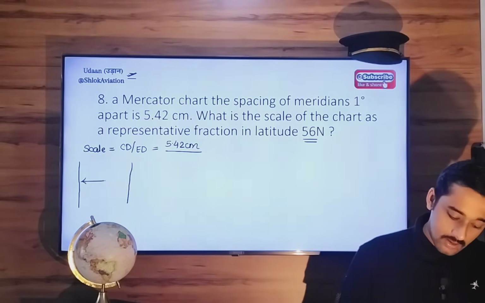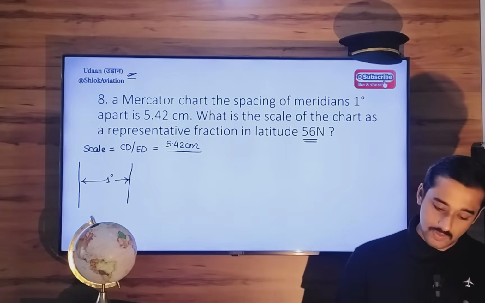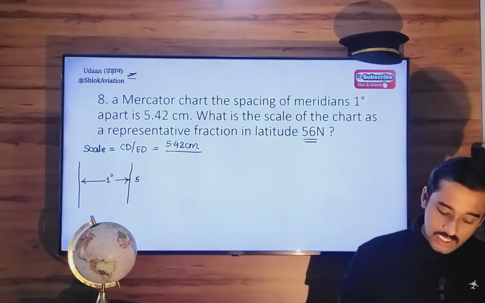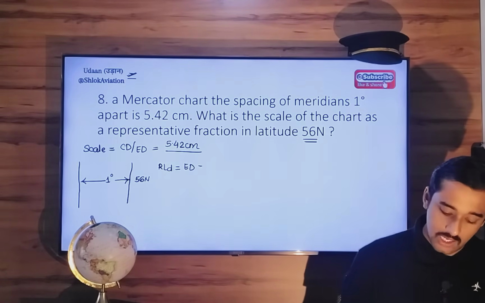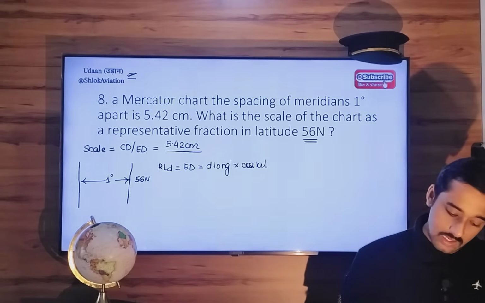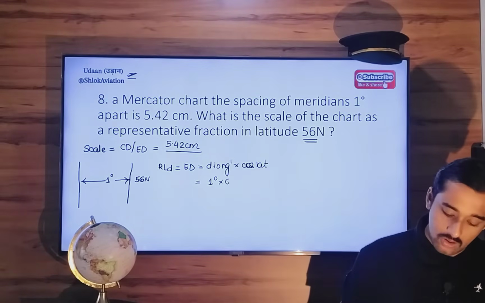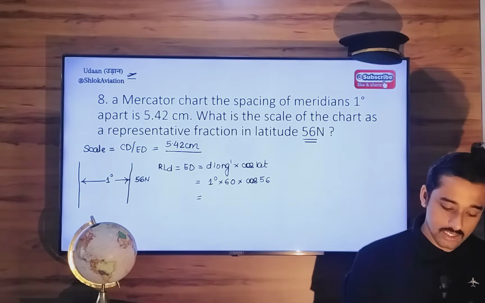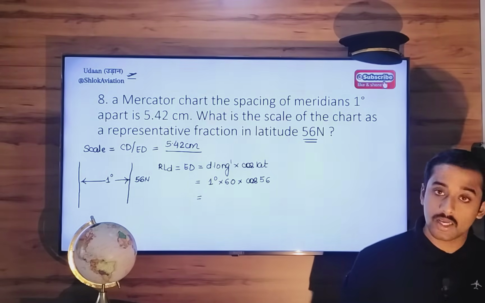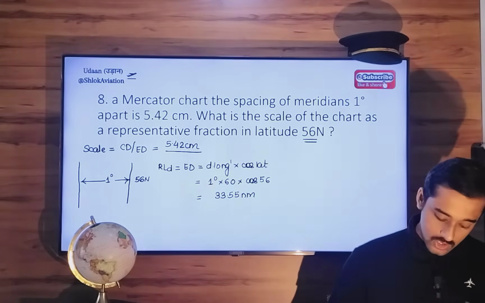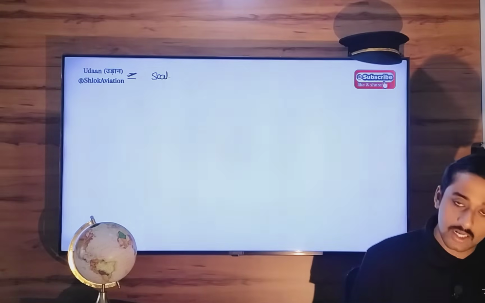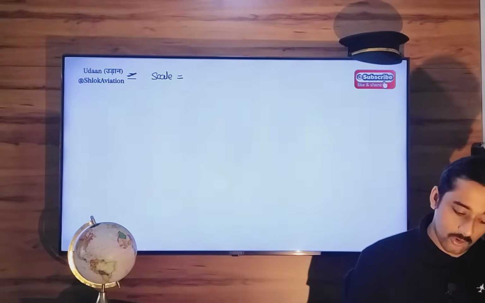D long is 1 degree, right? And the latitude is 56 north. So rumline distance will be equal to your earth distance, equals D long in minutes into cos lat. So 1 degree into 60 into cos 56. So cos 56 into 60 equals 33.55 nautical miles.